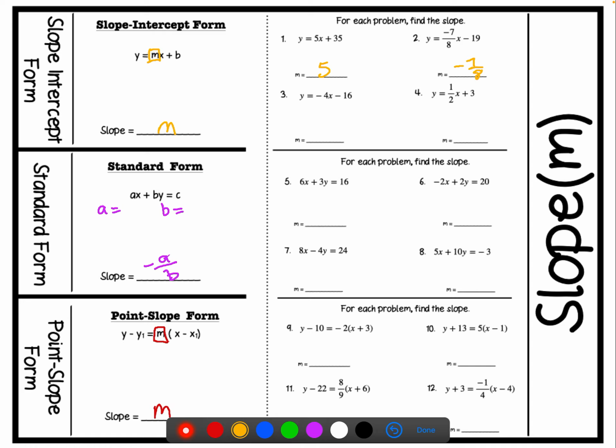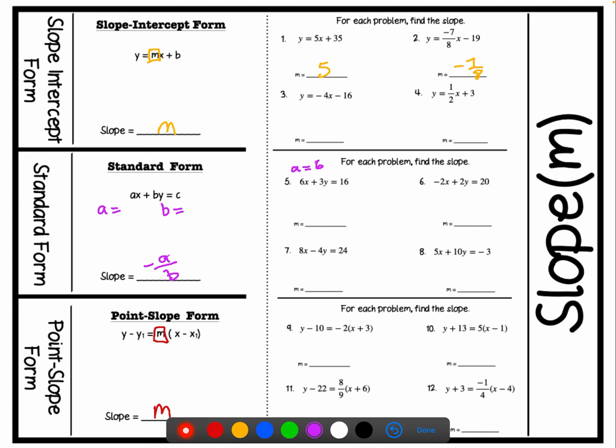Now we're going to move on to standard form. All right, standard form is a bit tough, but we can do it. Remember first we need to identify our a and b in standard form, and then take the opposite of a and divide it by b. So let's say we're looking at number 5 here. First we need to identify that our a in this situation is 6. Remember, a is the number in front of our x value.